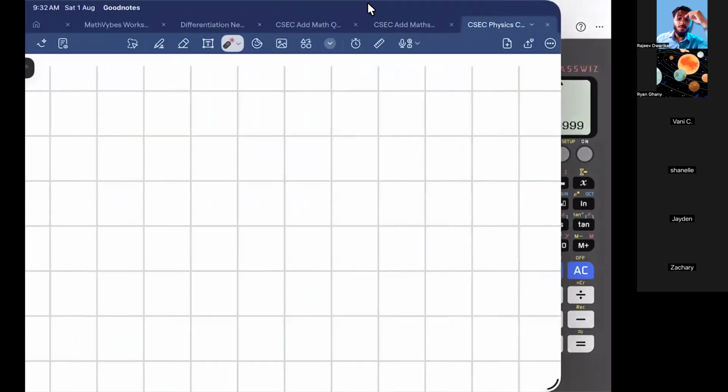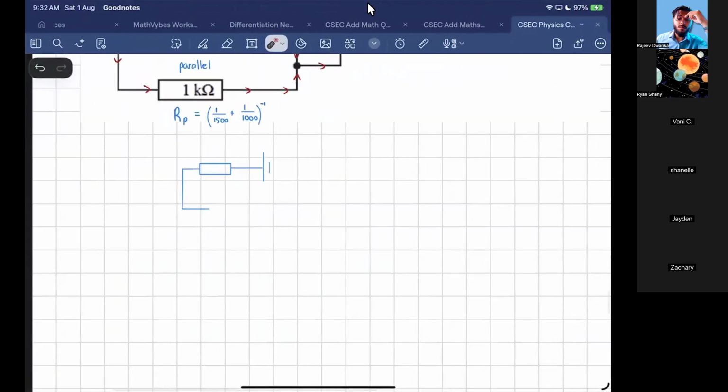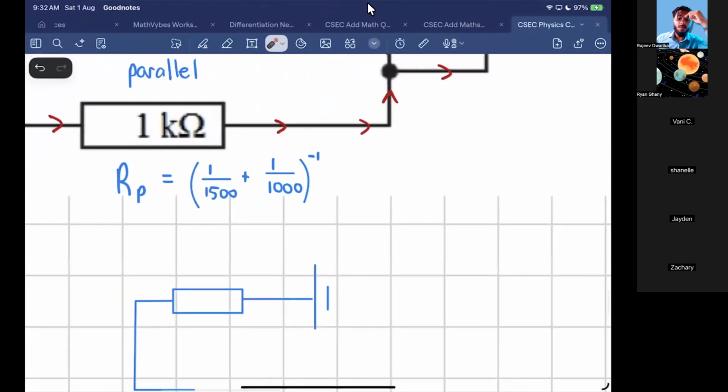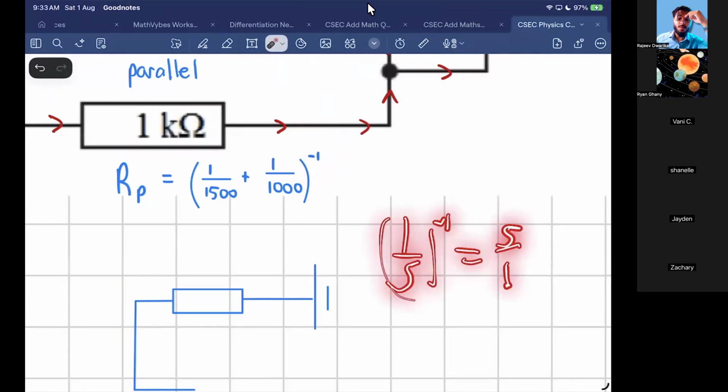Yes, sir. So anytime you have to combine resistors that are in parallel, this is the formula you use: 1 over the resistor plus 1 over the other resistor, to the power negative 1. The purpose of the power negative 1 is to reciprocate the final answer. So if I had 1 over 5 to the power minus 1, that's equivalent to 5 over 1. Negative 1 just flips the fraction.